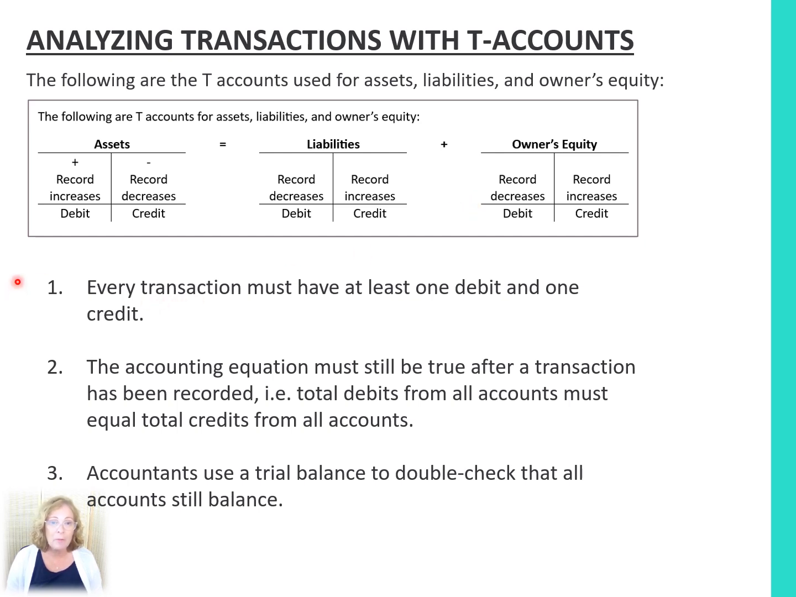Number 1, every transaction must have at least one debit and one credit. Number 2, the accounting equation must still be true after a transaction has been recorded, meaning total debits from all accounts must equal total credits from all accounts. And number 3, accountants use a trial balance to double check that all accounts still balance. We'll talk more about that once we've recorded the remainder of the 12 transactions for Eli's Consulting.